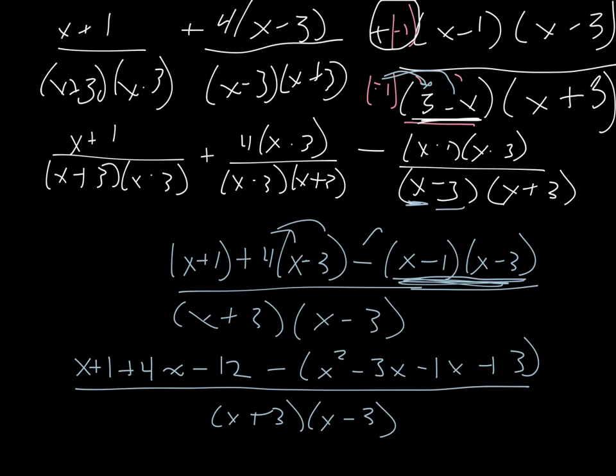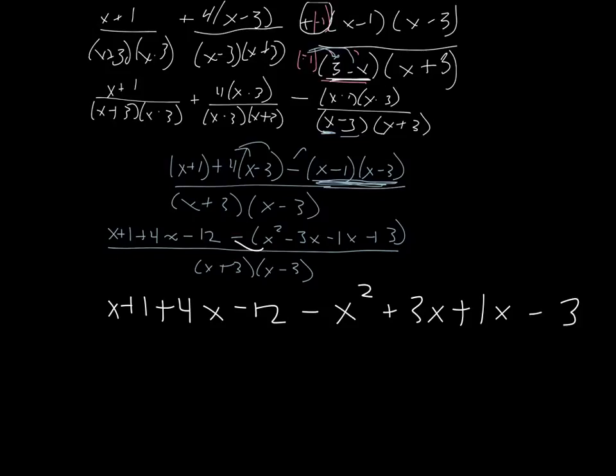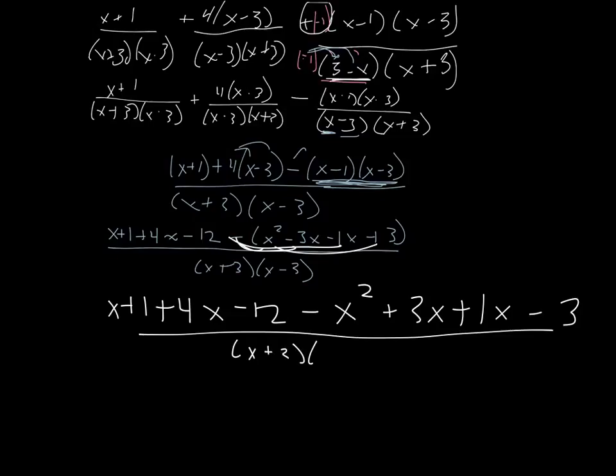Okay, and then let me move that up a bit. Then I've got to apply that negative sign. Let's do that. So it'll be x plus 1 plus 4x minus 12 minus x squared plus 3x plus 1x minus 3. Did I do that right? Minus x squared plus minus. Yep, that's right. All over common denominator, x plus 3, x minus 3.